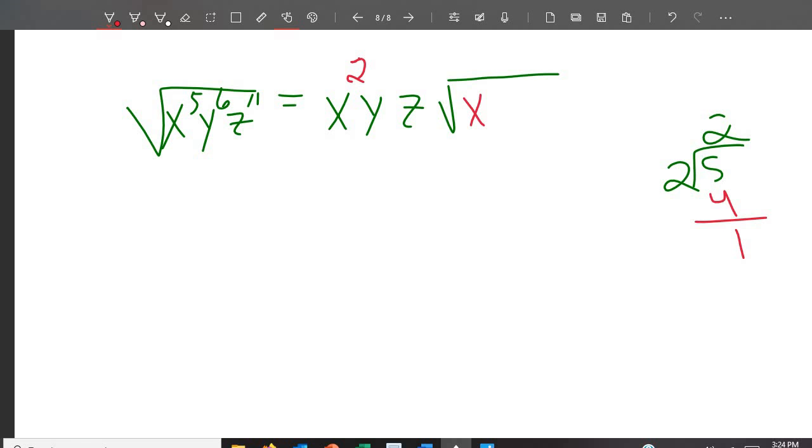Look at the y. If I divide 2, it goes evenly. So we're going to have 3 on the outside and no y's left over. Then we come to the z. If I divide 11 by 2, it goes 5 times. So that means there's 5 z's on the outside. Subtract. I got a remainder of 1, so we're going to have 1z left underneath the radical sign.